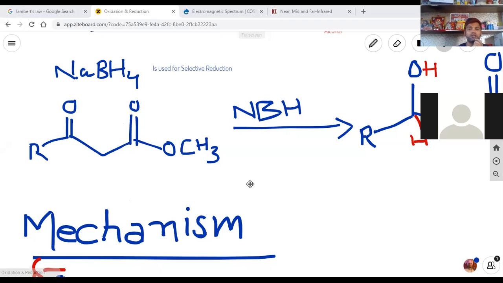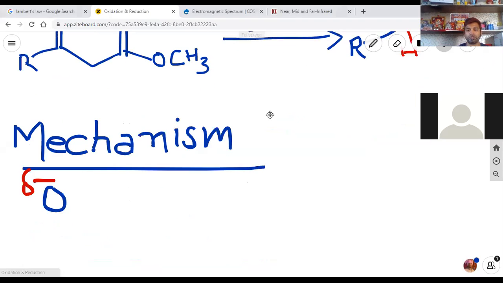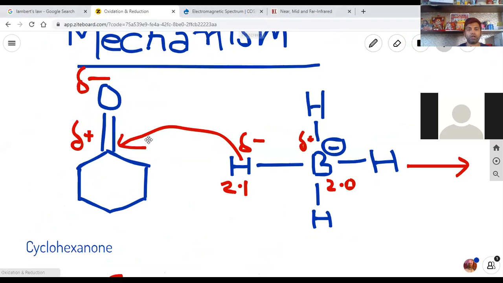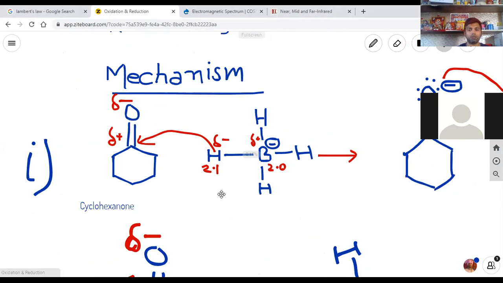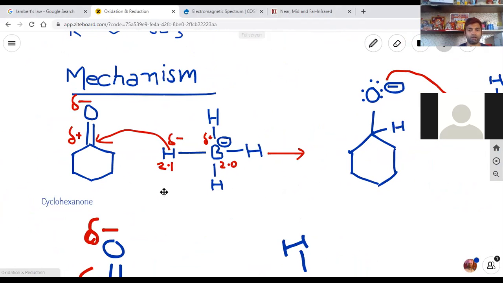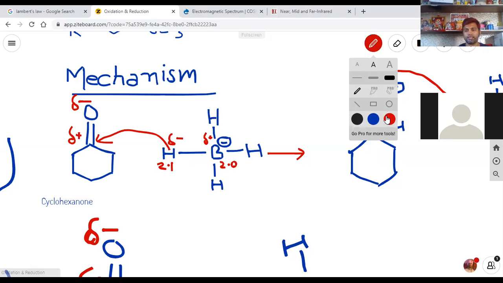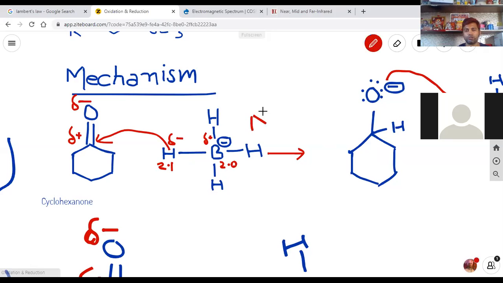Now we'll discuss the mechanism of reduction of carbonyl compounds using sodium borohydride. We have taken the cyclohexanone example. This is the borohydride ion. I have not written sodium, because we know that sodium is a spectator ion, just a balancing ion.